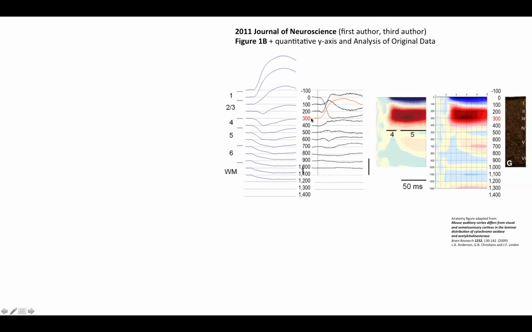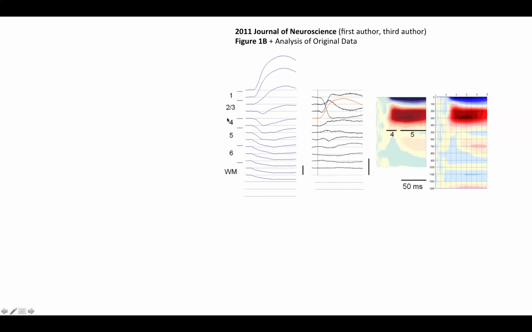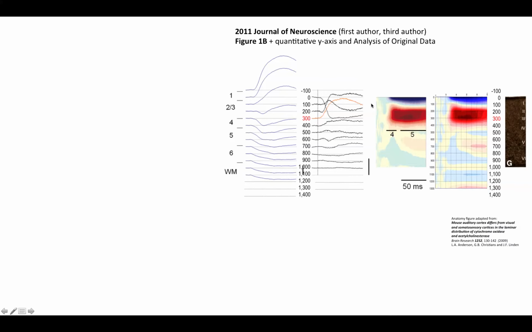Now this red trace right here is supposed to be layer 4 activity. In fact, if I go back here a little bit, when they draw this line right here, they're trying to say that this is their measure of layer 4 thalamocortical input. But that's simply not supported by a quantitative approach to analyzing the data, where we can see that this is just layer 2-3. They missed layer 4 entirely, and this is not a valid measurement of layer 4 thalamocortical input.